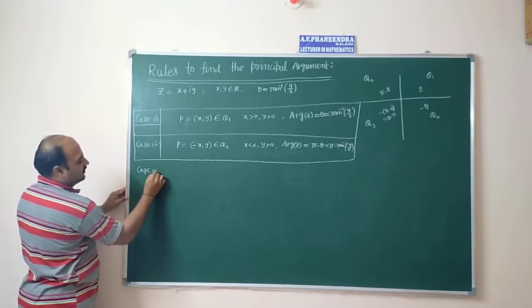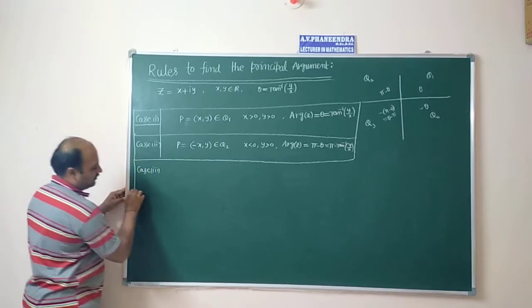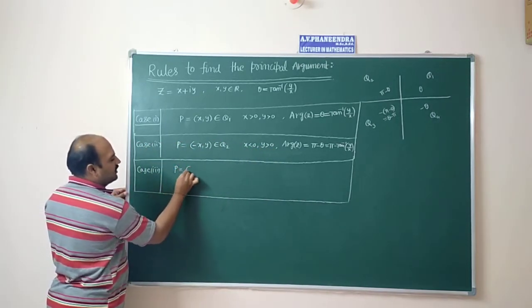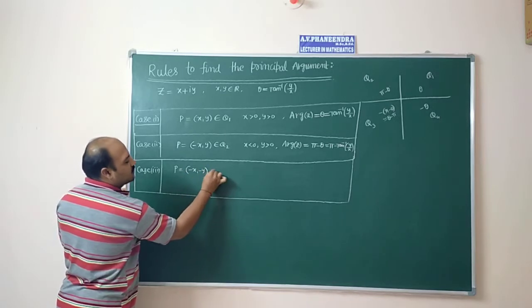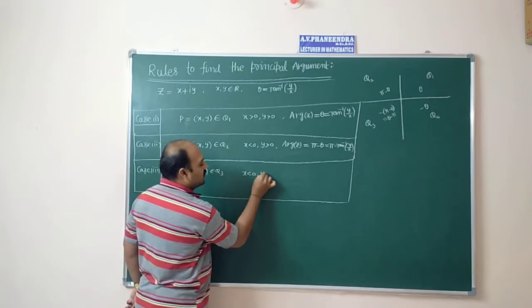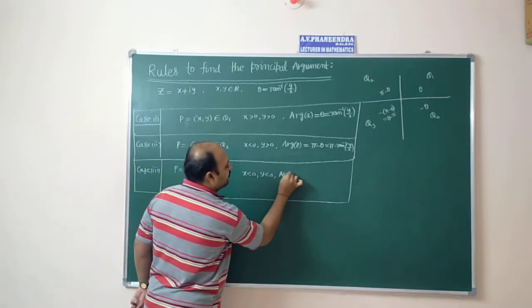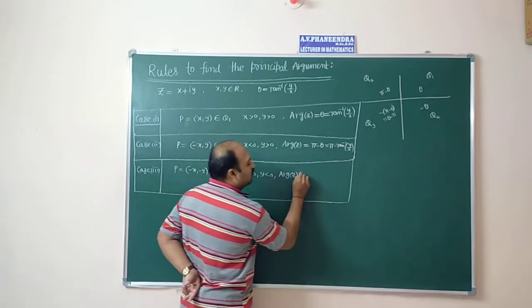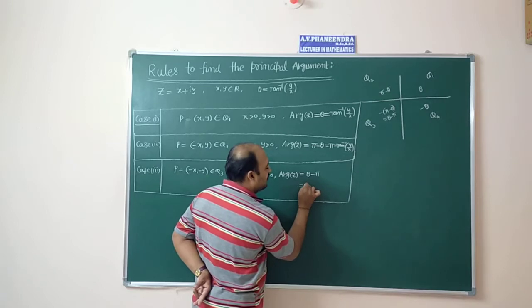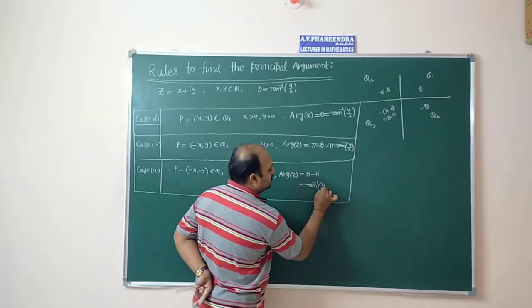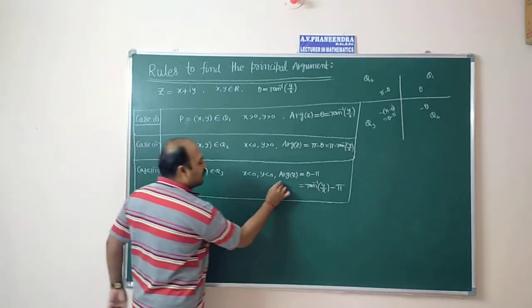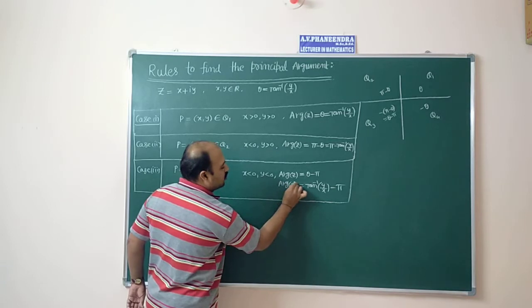Case 3. In case 3, the point is (minus x, minus y), which belongs to Q3. Q3 means x is less than 0, y is also less than 0. The argument of complex number z is equal to minus of this value, that means theta minus pi, which is tan inverse of y by x minus pi. That is the argument of a complex number when the point belongs to the third quadrant.